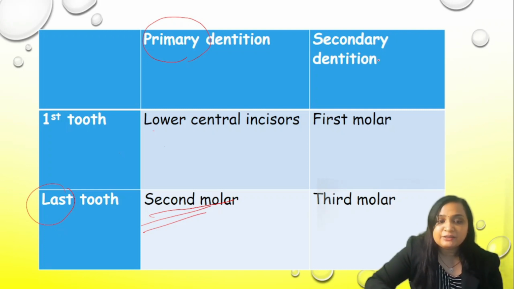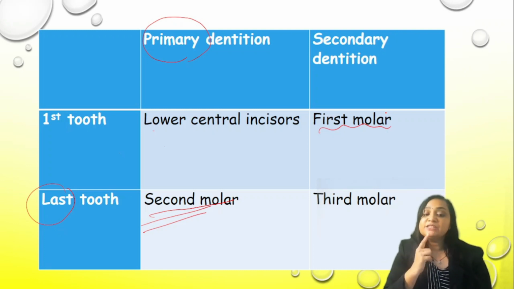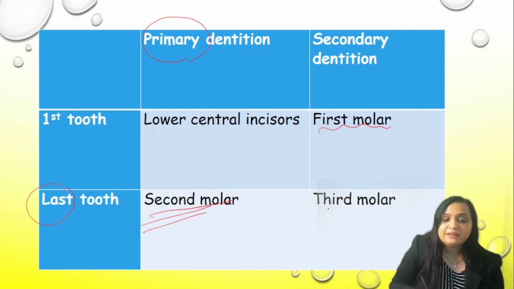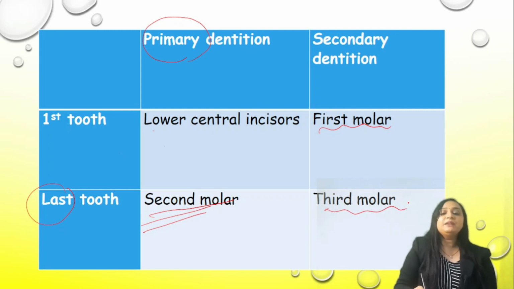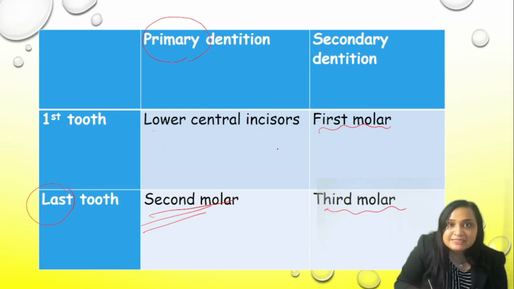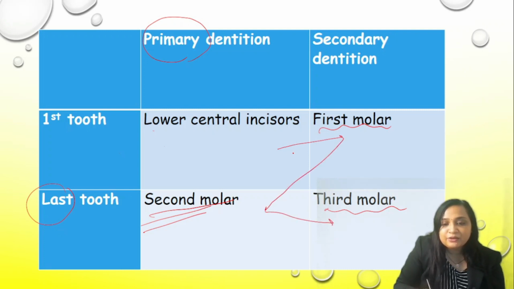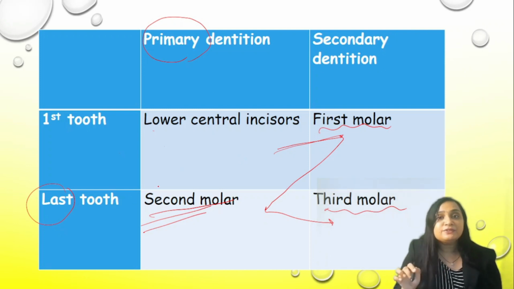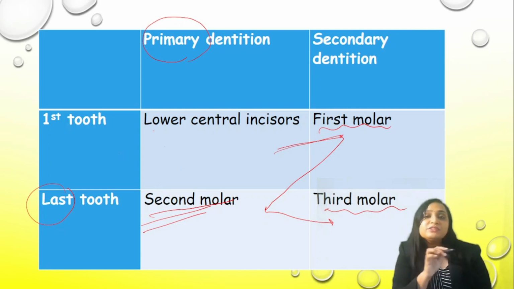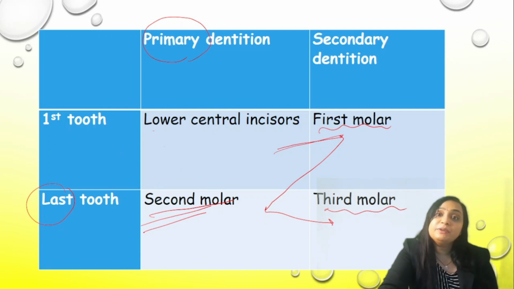In secondary dentition, the first tooth will be the first molar. Here no incisor, it is molar. And then the last tooth will be the third molar. So how can we remember it? Lower central incisor, first molar, second molar and third molar. You have to make a Z. Primary, secondary dentition, first tooth and last tooth. Lower central incisor, first molar, second molar and third molar. Just arrange it into a table and you will remember it.